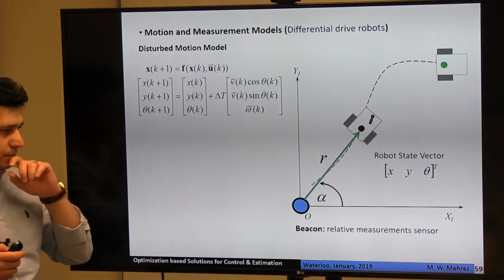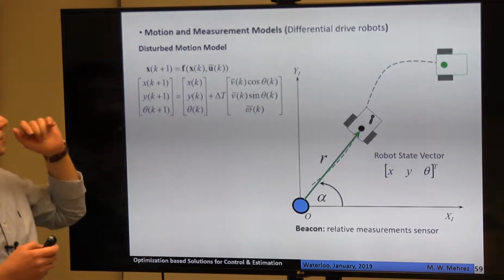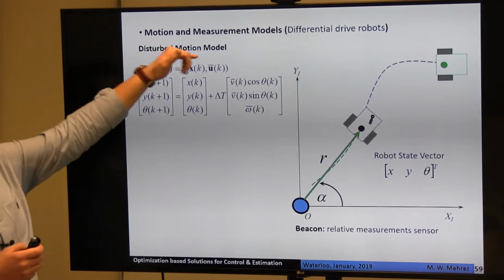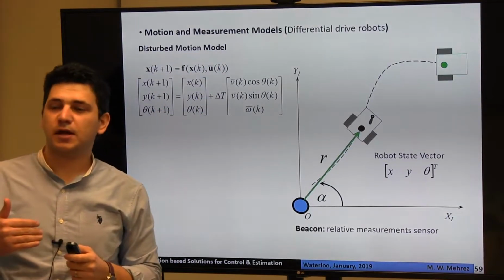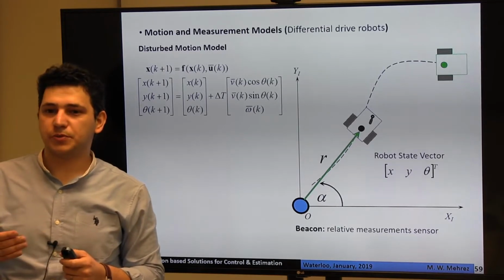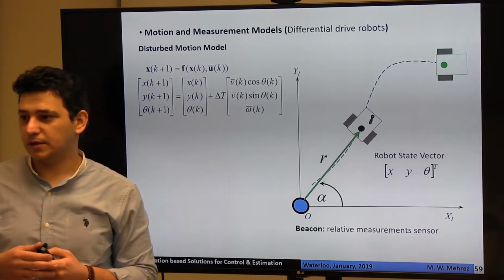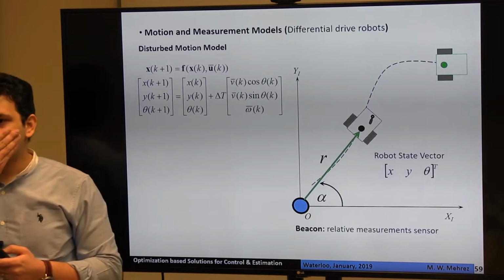So before talking about the sensor, I just want to give you a hint about the disturbed motion model. Now we're doing a state estimation, so we are assuming that the motion model is disturbed. It's not an exact model, right? It's a disturbed model, right?